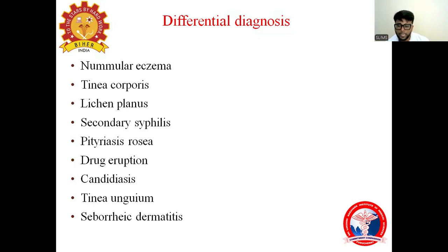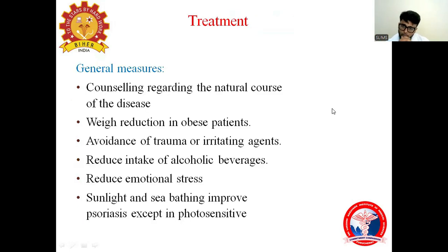And lichen planus can be a differential, and secondary syphilis. It's a great imitator, can mimic any other disease. And pityriasis rosea, it's a close differential diagnosis for guttate psoriasis. And drug eruption like AGEP, it's a close differential diagnosis for pustular psoriasis. And candidiasis, you can see the pustules. It's also a common differential diagnosis for pustular psoriasis. And tinea unguium for nail psoriasis, and seborrheic dermatitis for scalp psoriasis.